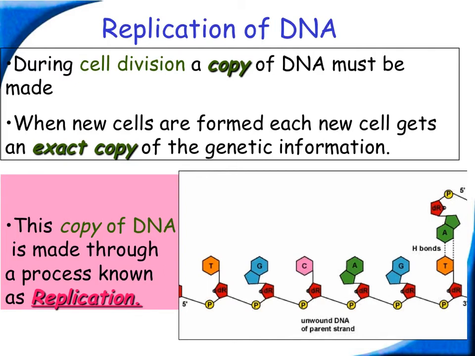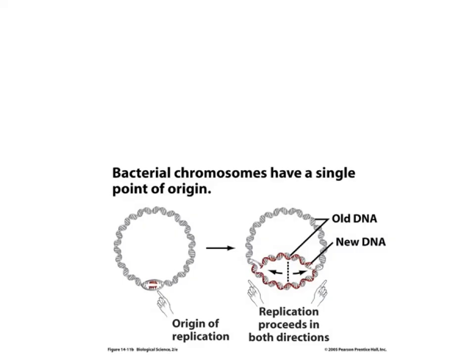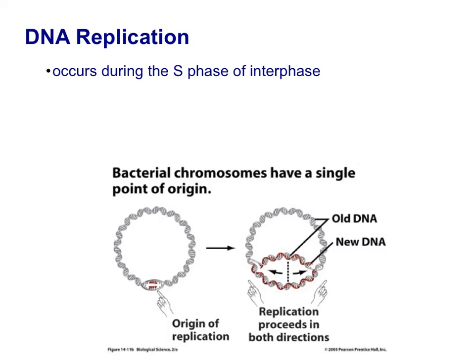And the process itself is called replication. Replication, in prokaryotes and eukaryotes, always occurs during interphase, and it occurs during the S phase of interphase, where we're getting everything ready to go into cell division.